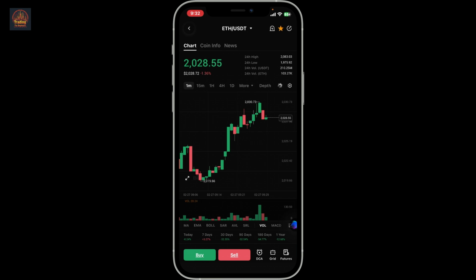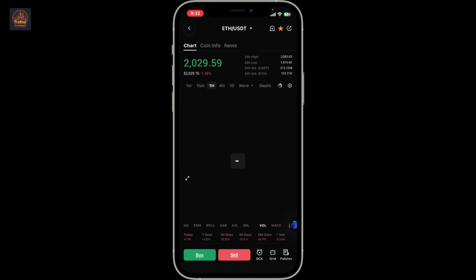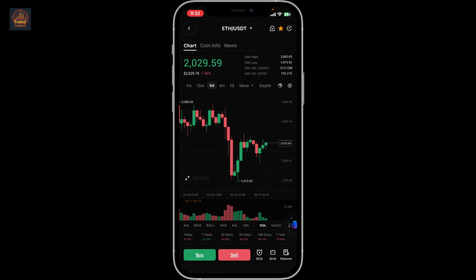Go to the top of the chart and tap on the time frames such as 1 minute, 15 minutes, 1 hour, etc. Short time frames mean fast signals, and long time frames mean big trend clarity. Choose the one that matches your trading style.